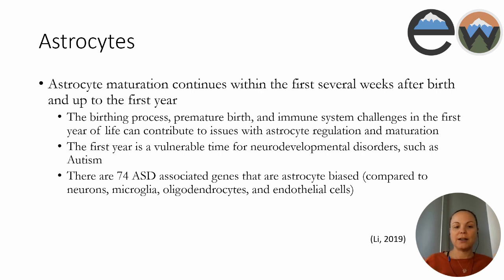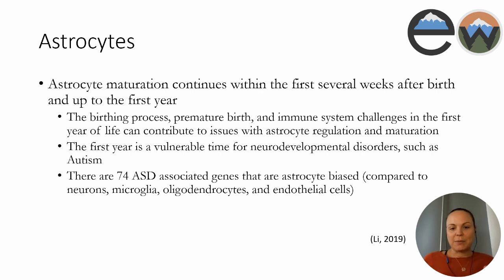This is important because if during the birthing process there is premature birth or immune system challenges for the mom during pregnancy, or within the first year of life for that baby, it can contribute to issues with astrocyte regulation and maturation. So, in connective tissue aside, this is just something that we talk about with neurodevelopmental disorders and autism, things like ADHD, that there might be a correlation to individuals that have something happen, whether they're born prematurely or that they have some sort of immune system event early on in life, might be more prone to developing neurological changes or neurodevelopmental differences later on in life.